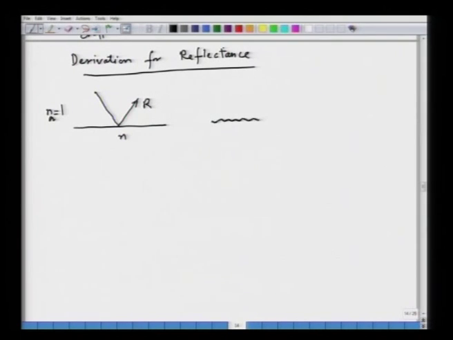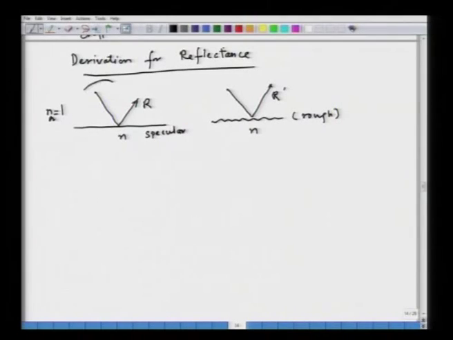You can think of a situation where you have a very rough surface. This is known as a specular surface, and this is known as a rough surface. Now, although this material might still be n, the reflectance is not a material property; it can actually be a surface property to some extent. So, we need to understand the surfaces to really understand reflectance.